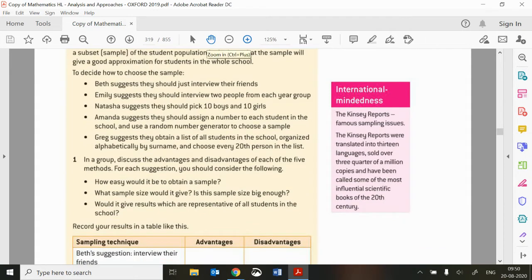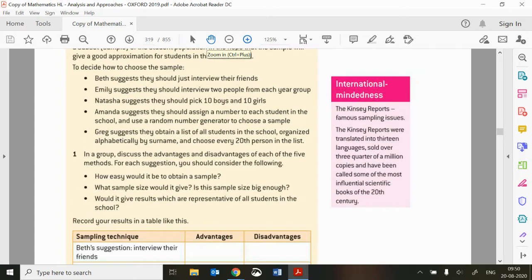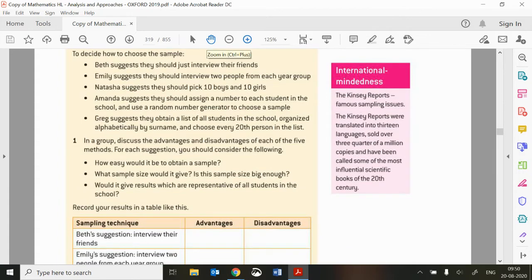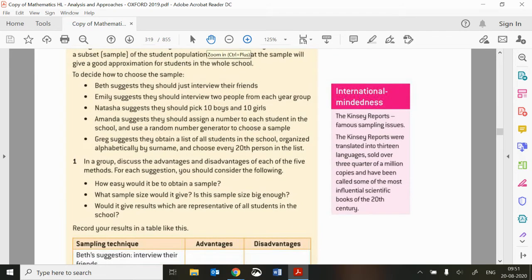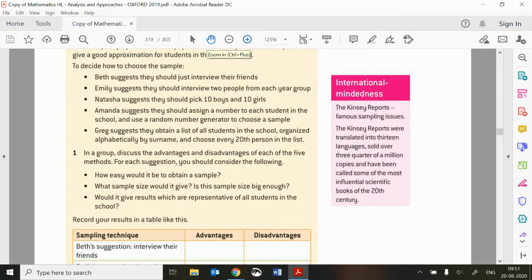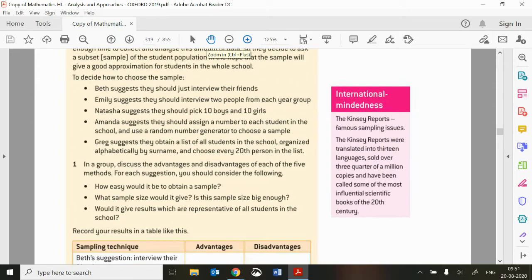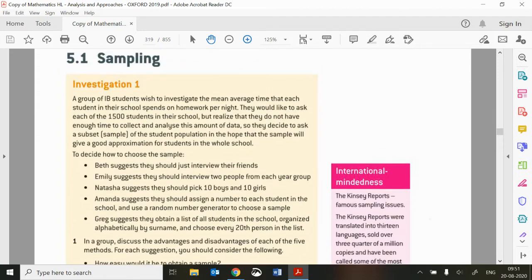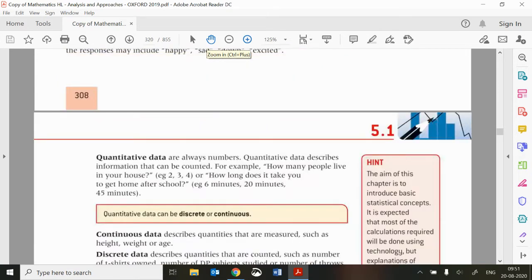They talk about the Kinsey reports here. So there's a lot of interesting little boxes they come up with here. Famous sampling issues: the Kinsey reports were translated into 13 languages, sold over 750,000 copies. They've been called some of the most influential scientific books of the 20th century. Interesting. Okay, actually, I don't know much about them. You can certainly research those.